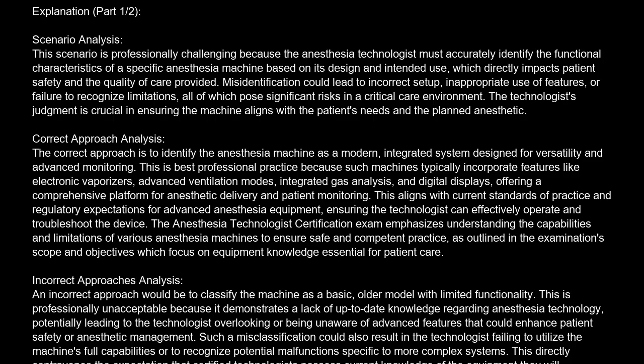An incorrect approach would be to classify the machine as a basic, older model with limited functionality. This is professionally unacceptable because it demonstrates a lack of up-to-date knowledge regarding anesthesia technology, potentially leading to the technologist overlooking or being unaware of advanced features that could enhance patient safety or anesthetic management. Such a misclassification could also result in the technologist failing to utilize the machine's full capabilities or to recognize potential malfunctions specific to more complex systems. This directly contravenes the expectation that certified technologists possess current knowledge of the equipment they will encounter, as implicitly required by the certification's focus on contemporary practice.